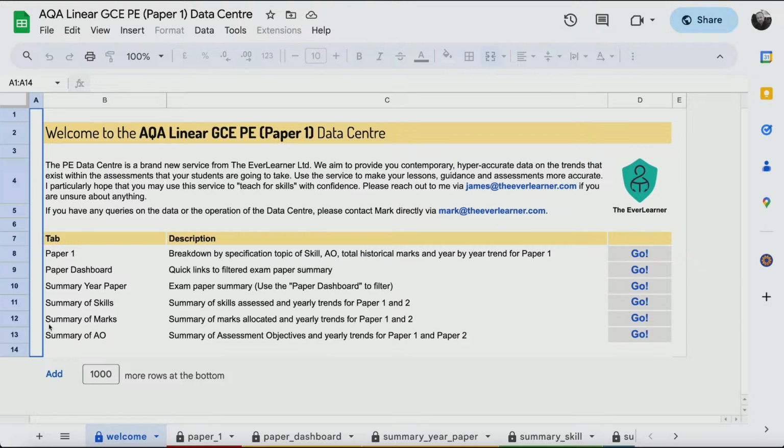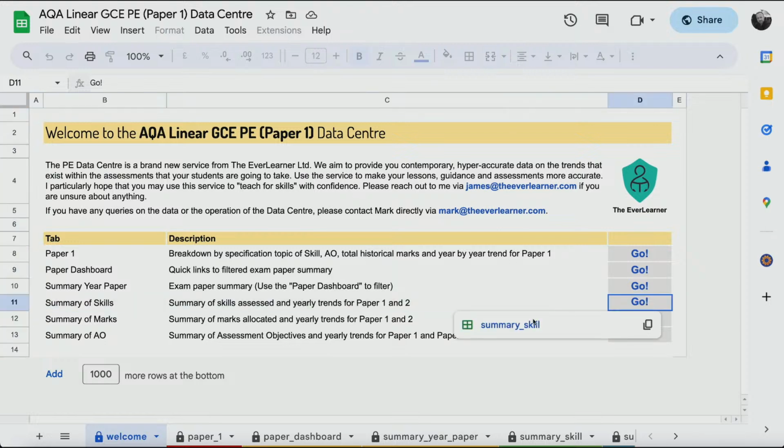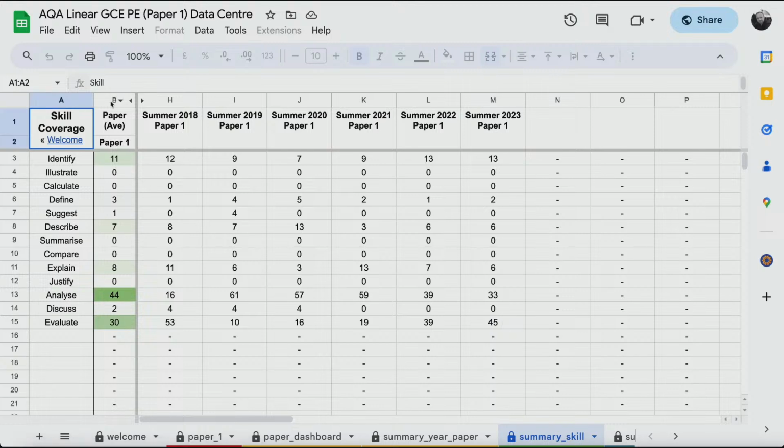The most obvious thing I can do is go to the summary of the skills, click into here, and it will tell me really clearly that on average, these are the skills that are most commonly assessed on this particular exam. For example, I can look at identifying, defining, describing, explaining, but none of those come close to analysing and evaluating, which very clearly indicate to me, as the person doing this research, that these are going to be absolutely fundamentally critical skills for my students to be aware of, to be capable and competent with, and to be able to differentiate also, and I'll come back to that point in a few moments.